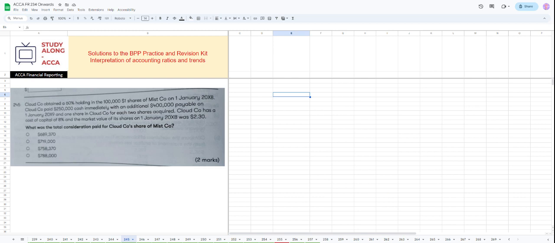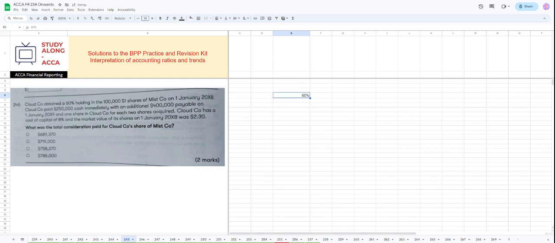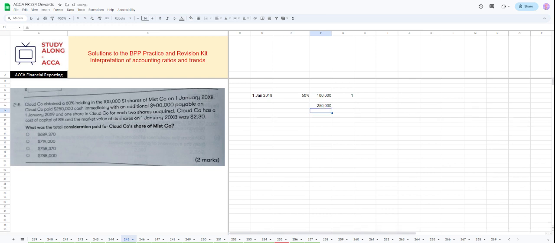This company obtained a 60% holding in the 100,000 $1 value of this company on 1st January 2018. This company paid 250,000 of cash immediately, with an additional 400,000 payable on 1st January 19.